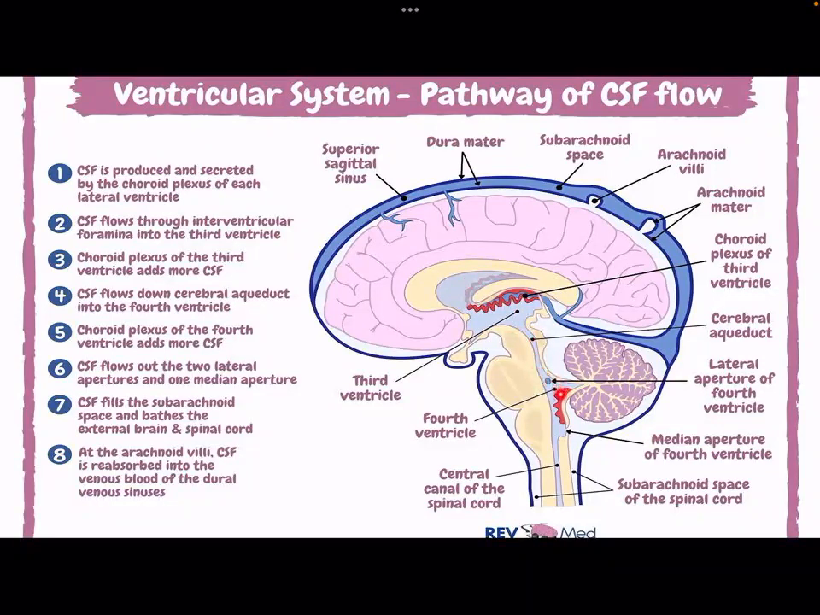The choroid plexus of the fourth ventricle will add more CSF, and then the CSF will flow through the 2 lateral apertures and 1 median aperture. Then the CSF will fill the subarachnoid spaces of the brain and spinal cord. Then at the arachnoid villi, CSF is resorbed into the venous blood of the dural venous sinuses.